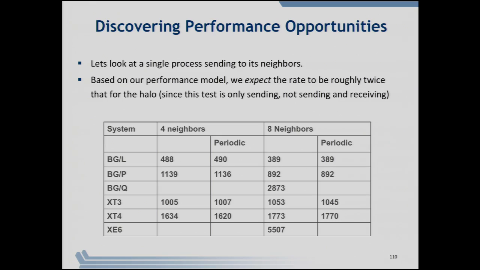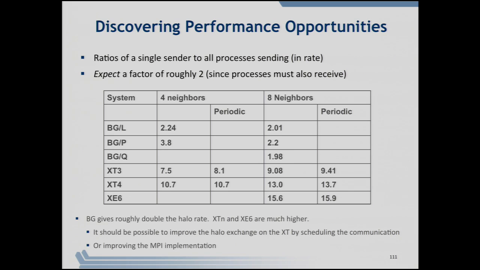But if I look at that, here's a larger set of numbers. So 4 neighbors, non-periodic, periodic, and a sequence of machines. And then I ask, what is the ratio between doing them with one sender and the corresponding receivers versus the full halo exchange where all processes are sending and all processes are receiving? What you get is this.